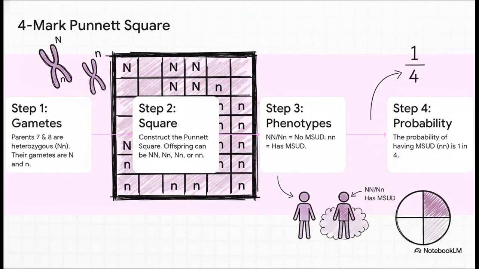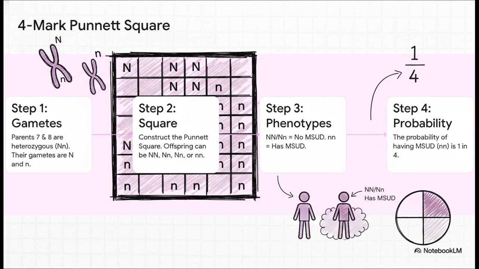Next up is the big one, the 4-mark Punnett square. To get all 4 marks, you've got to be systematic. So step 1, what are the parents' gametes? We already figured out that parents 7 and 8 must be heterozygous carriers, so they're Nn. That means their gametes are N and n.